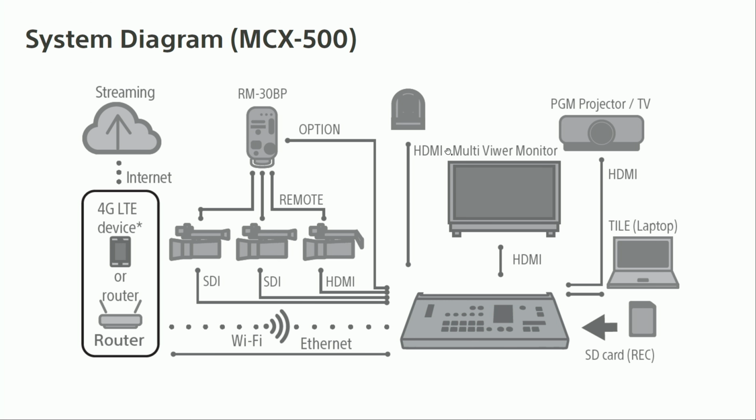I can connect up to 8 cameras. Right here you can see 4 of them. One of them is a robotic camera via HDMI. The other ones are the 3 cameras that can be SDI or HDMI, connected to a remote controller, which I'll show you later on. And all you need is an Ethernet LAN cable to go directly to the MCX 500 and connect to either a router or a 4G LTE device, which allows you to connect via cable to get to the internet and do your streaming without the use of a computer.